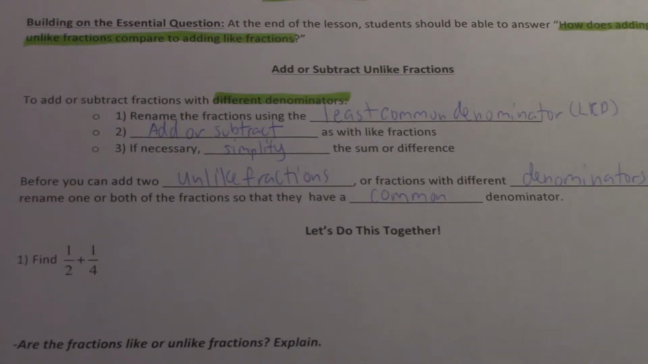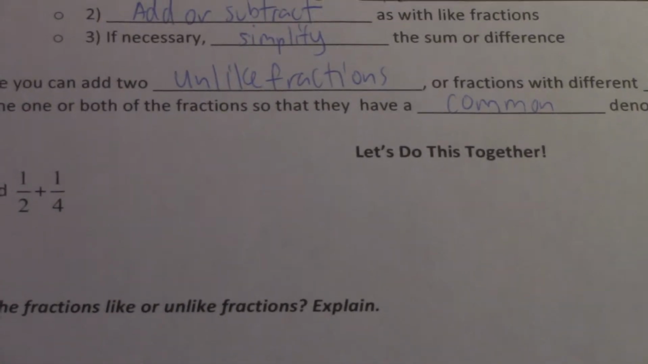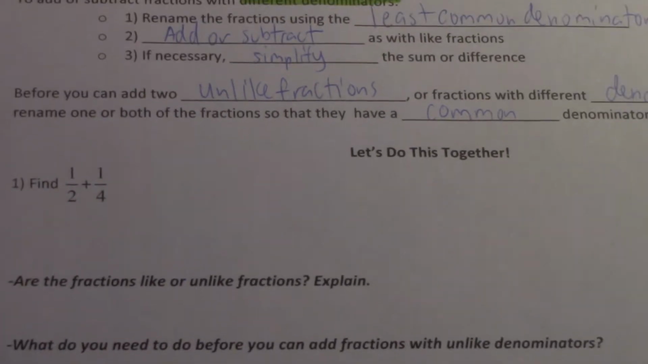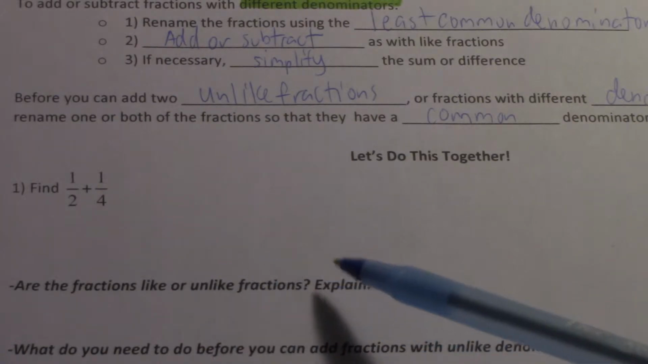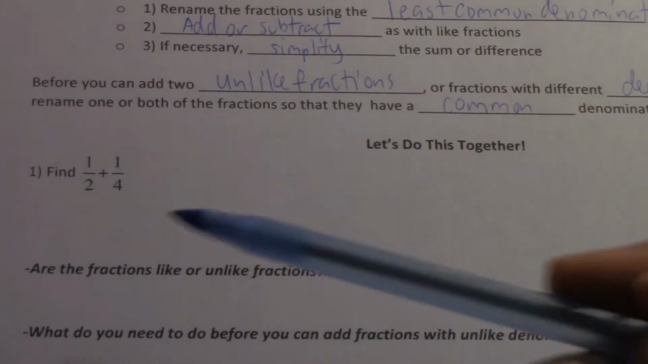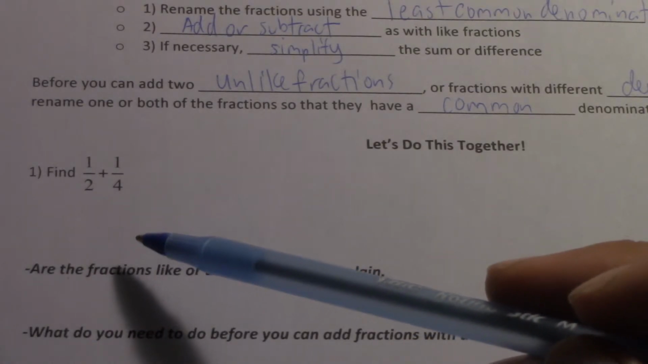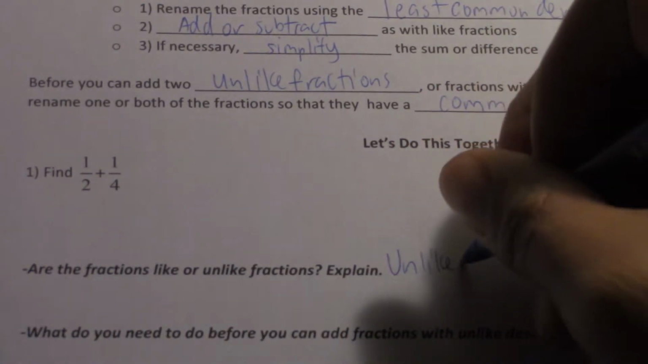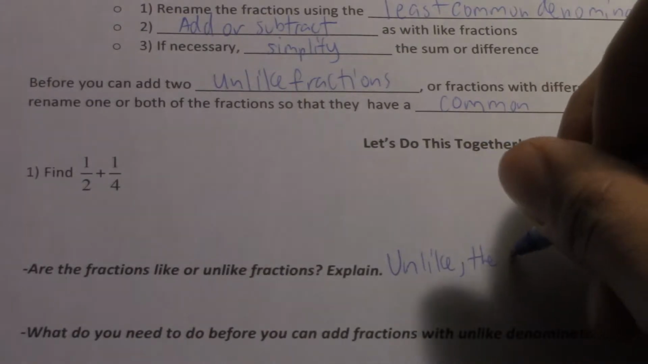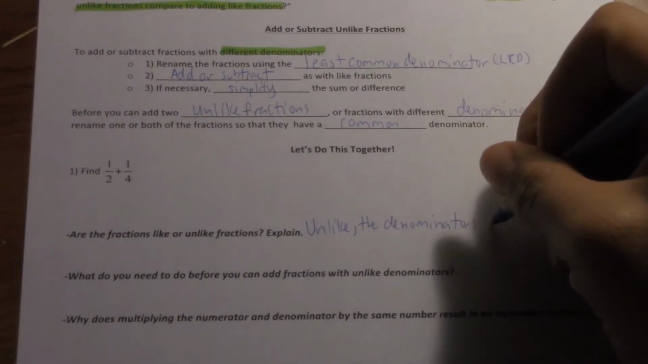All right, so let's do this one together. We want to find what 1/2 plus 1/4 is. Now, this is a little bit different than what we covered last time. Notice, we need to look at this and say, are the fractions like or unlike fractions? Explain. Well, I have a denominator of 2 and a denominator of 4 here, which means they are unlike because the denominators are different.